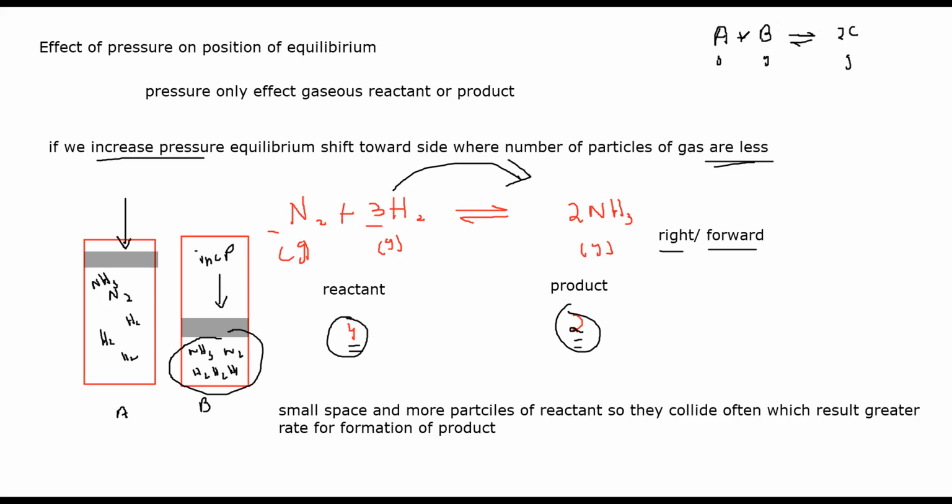How many reactant particles are there? Total number of particles of reactant? We have 2 reactant particles. How many particles of the product? 2. So if you have an equal number of particles for both reactant and product, there is no effect of pressure. In this example, the pressure will not affect.